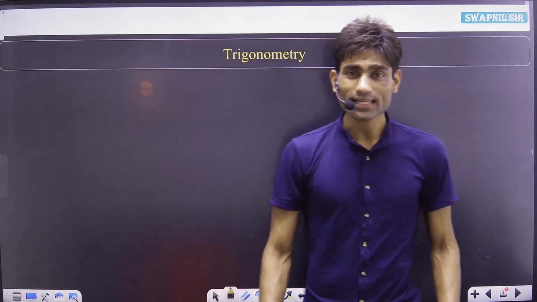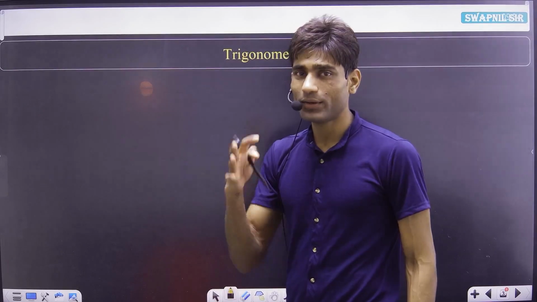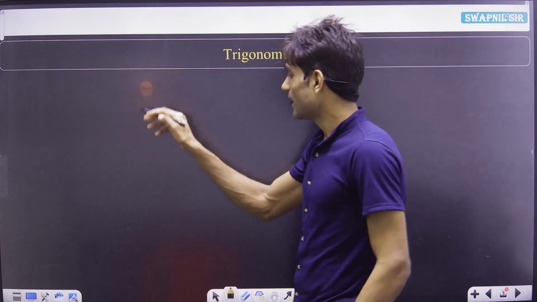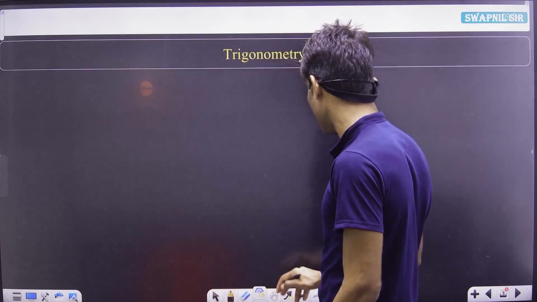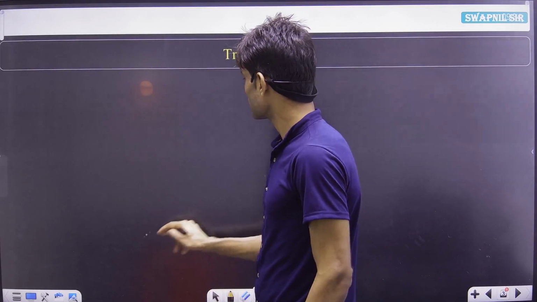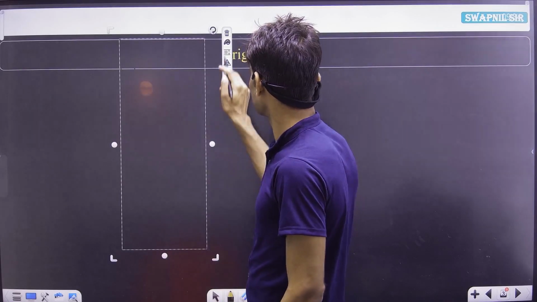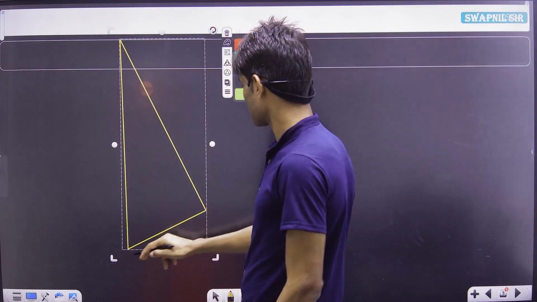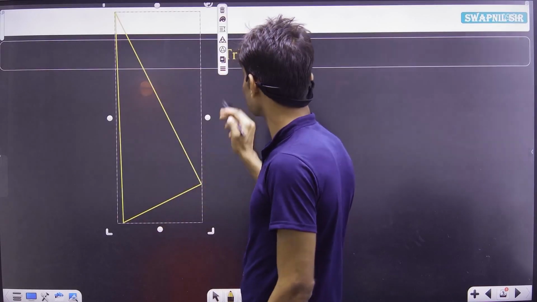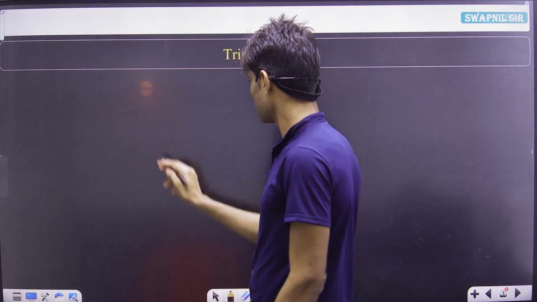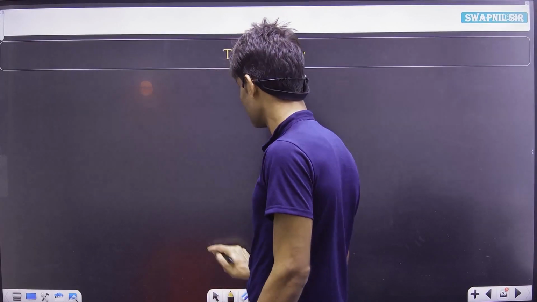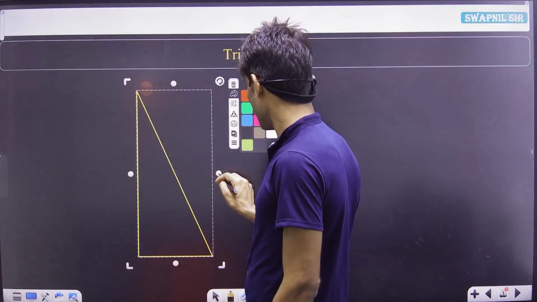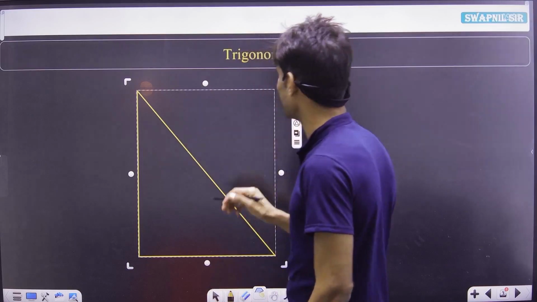In trigonometry, we generally deal with 3 angles and 3 sides of a triangle. Now see that here I have a triangle. Let me plot the triangle right now. Let me change the color. Yes, I have a triangle, you may consider this triangle.